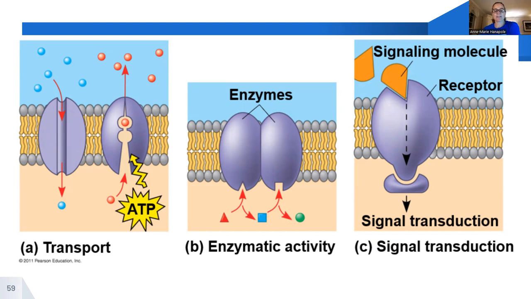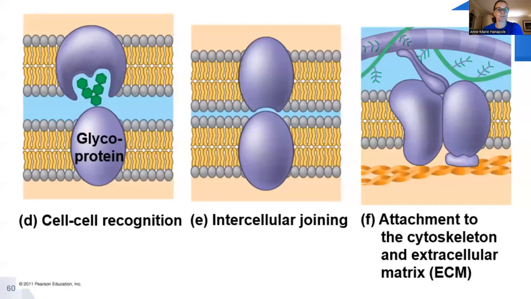Some of them work as enzymatic, and when we talk about cell energy, we'll talk about more of those enzymes and enzymatic proteins. Some of them work with signal transduction. So in our cell communication unit, we'll talk a lot more about those. Cell-to-cell recognition, again, in our cell communication unit, we'll touch on those again.